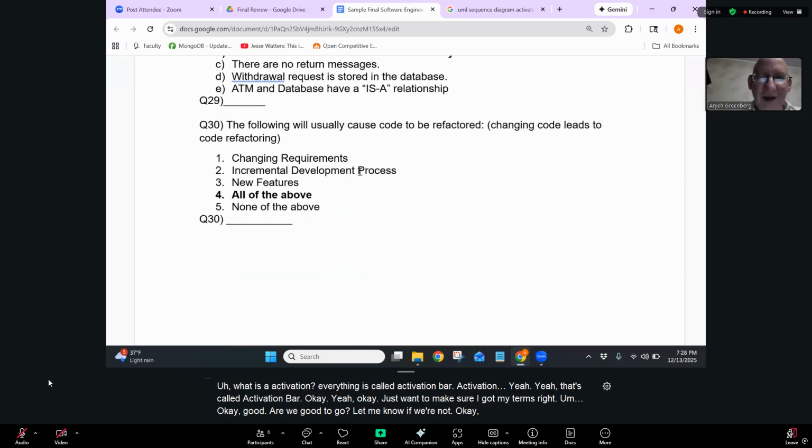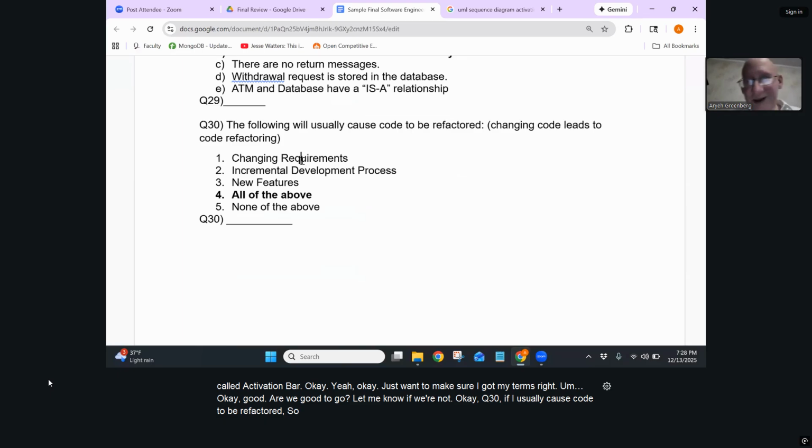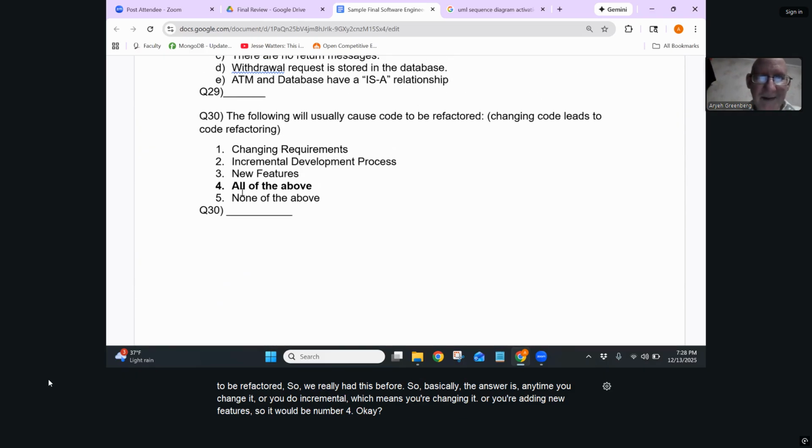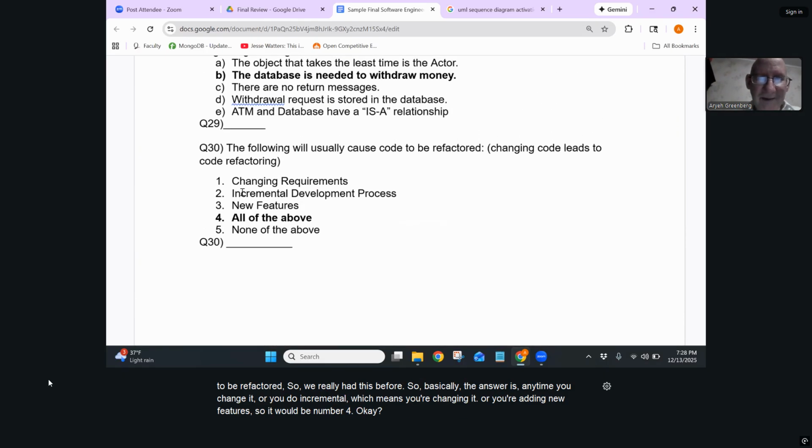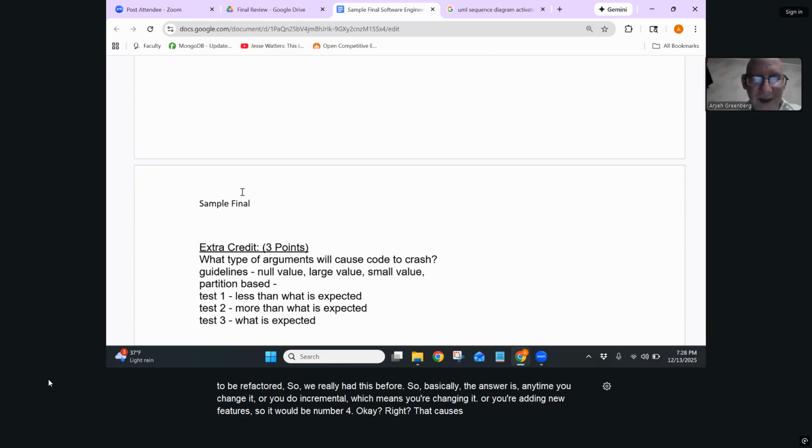Okay, Q30. Valve usually cause code to be refactored. So we really had this before. Basically the answer is anytime you change it, or you do incremental, which means you're changing it or adding new features. So it would be number 4. That causes code to get messy.